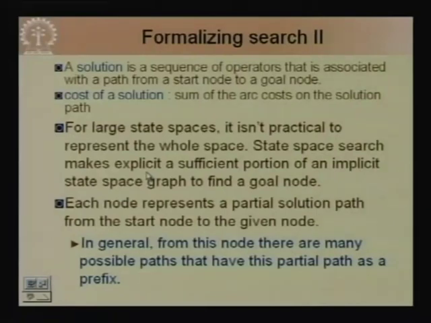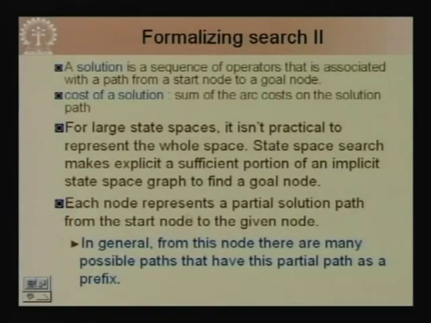Now, for large state spaces, it is not practical to represent the entire space. So the state space, like for example the 15 puzzle problem, we may not generate the entire state space and represent it as an explicit graph. Rather, as we expand and generate nodes, we will make explicit only a portion of the implicit state space graph that is required for us to obtain a solution. We need not unfold the state space all at a time. So we can work with implicit state spaces and only make those portions explicit by our successor generator operations.